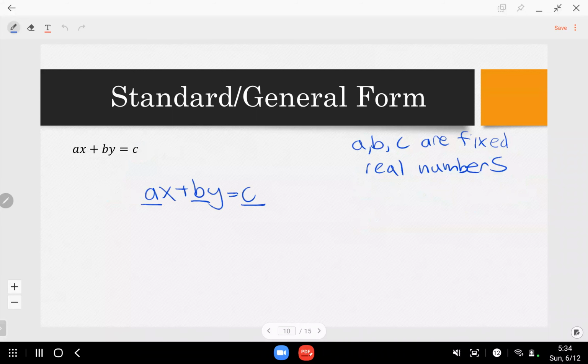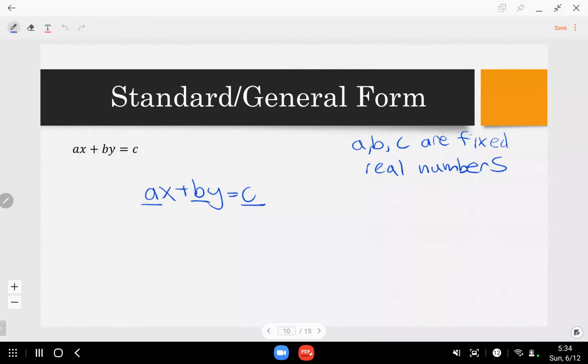It doesn't give you slope. It doesn't even give you a point, or not that you think so. If you look at this, for example, 3x plus 2y is equal to 10, it doesn't straight out give you a point, unlike point slope form or slope-intercept form.